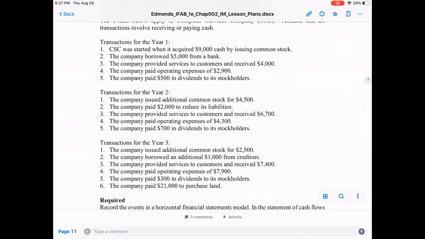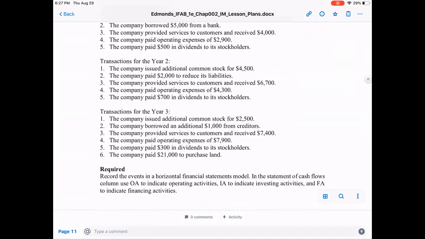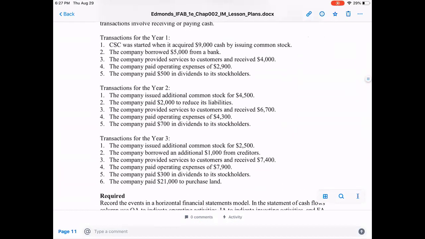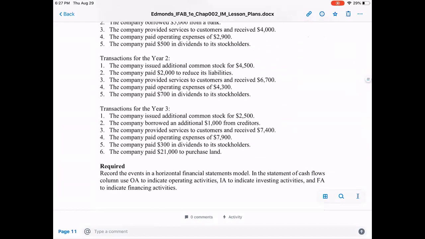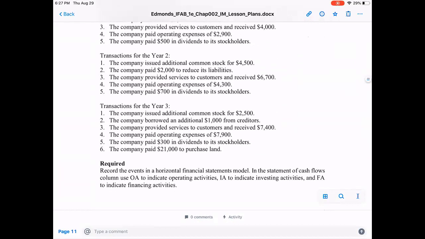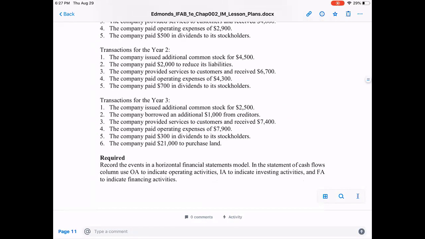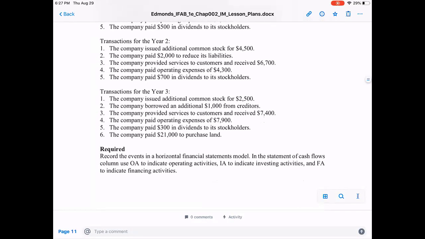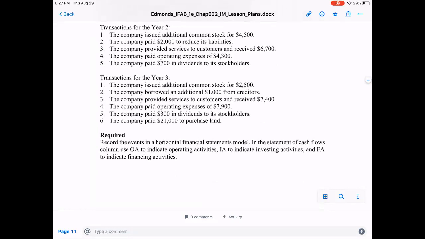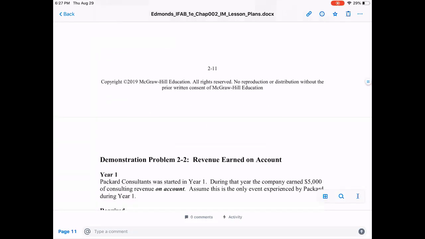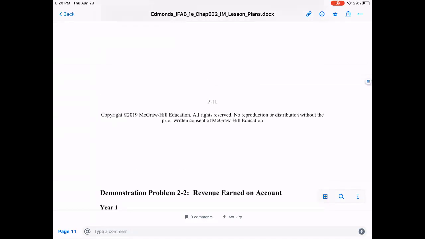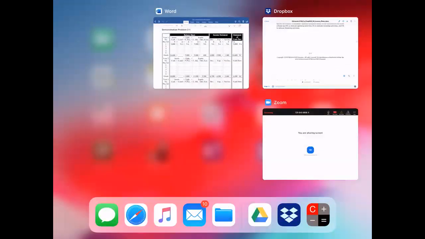I have copied this information and it's available to you, but this is the information I will be using as I fill out the work papers. I have it printed off to the side so I can be reading it, so I won't have to be flipping back and forth. Basically, I'm going to take this information, put it in the horizontal financial statements model, and identify items as operating, investing, or financing on the cash flow statement. Okay, so I'll go ahead and get started.